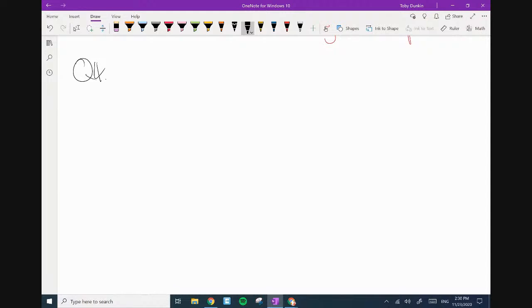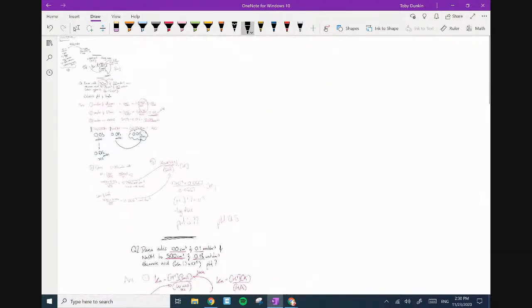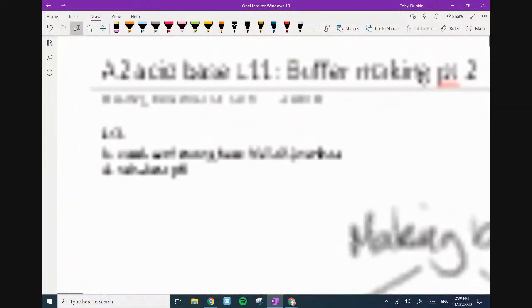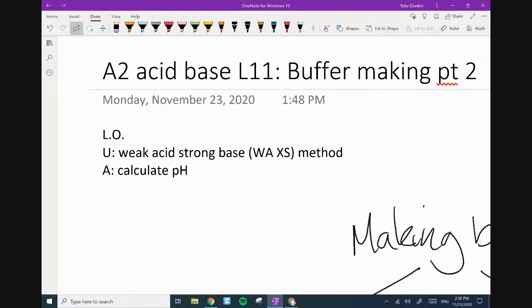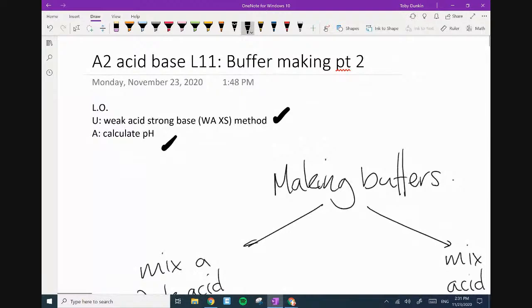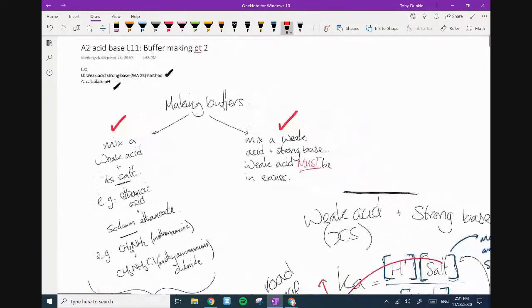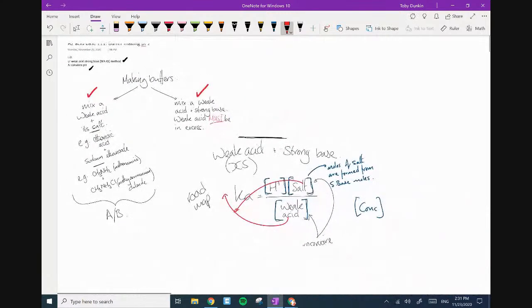I've suddenly realized it's 5 minutes before the end of the lesson. Guys, we're done. Both learning objectives have been achieved. We have now finished both methods for making buffers. Next lesson, breaking buffers. Guys, I will see you all next lesson.